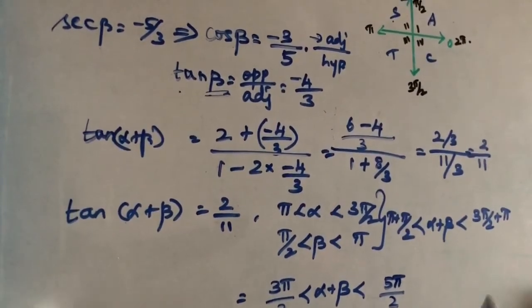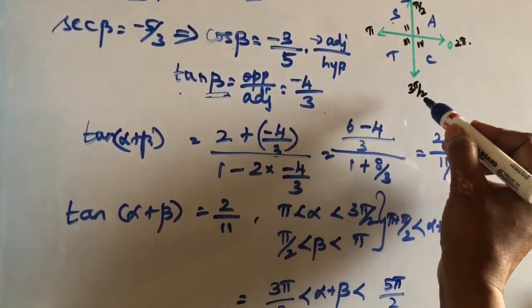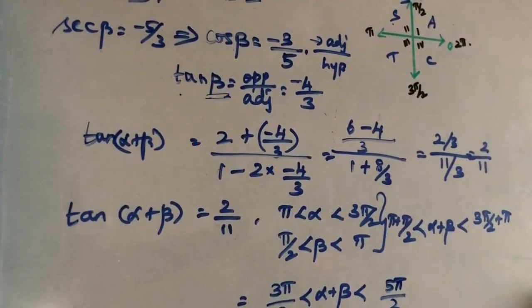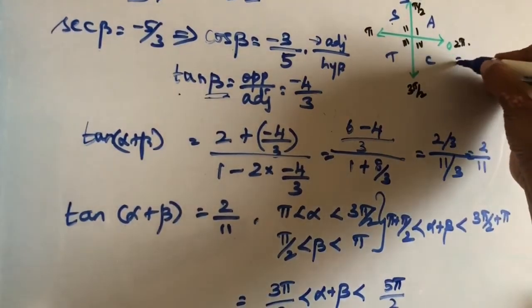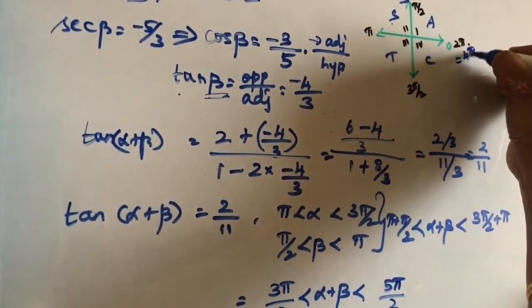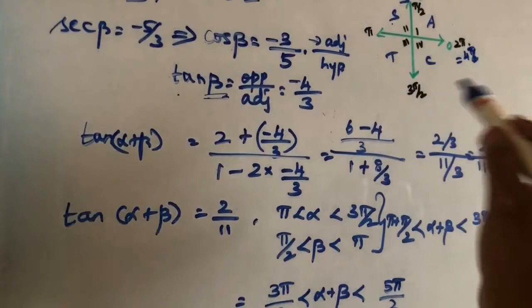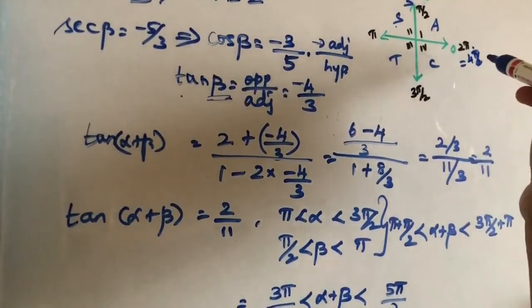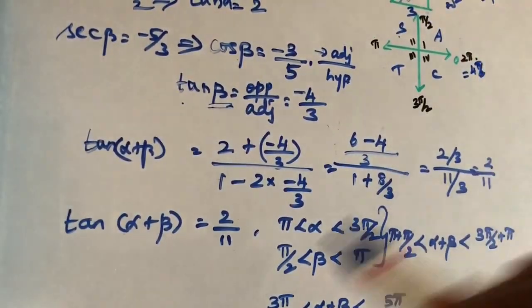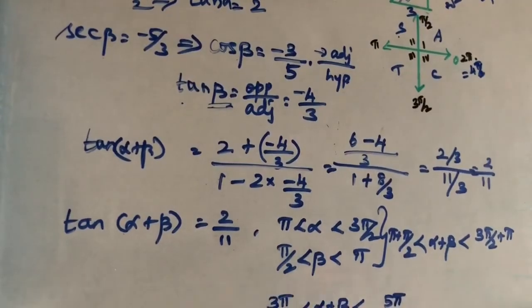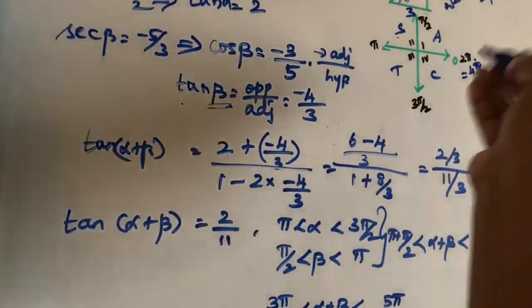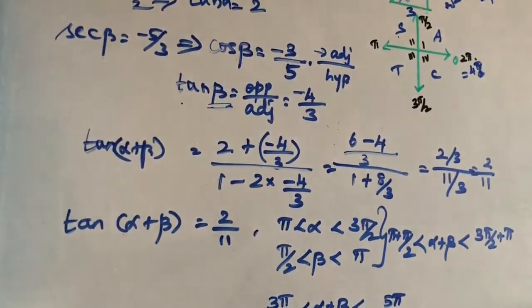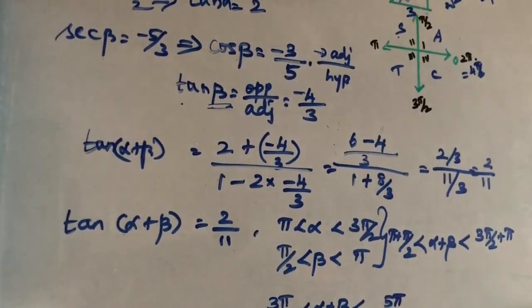Where is our 3 pi by 2? Here it is, our 3 pi by 2. Where is 5 pi by 2? Here 3 pi by 2, then it is 2 pi. 2 pi is equal to 4 pi by 2, isn't it? So 3 pi by 2, 4 pi by 2, and then this is 5 pi by 2. And alpha plus beta ranges from 3 pi by 2 to 5 pi by 2. Either in the fourth quadrant or in the first quadrant it has to be, isn't it?